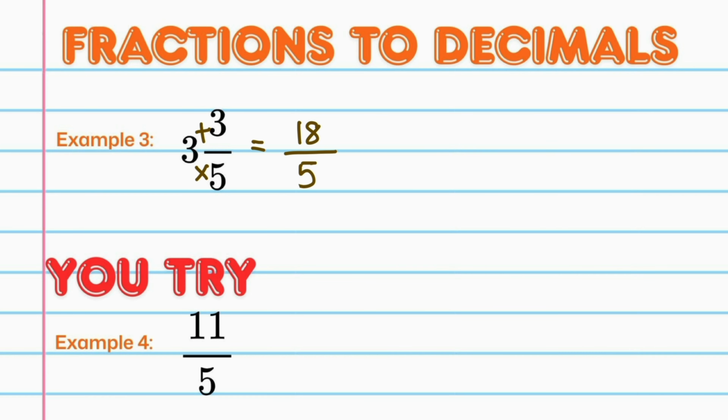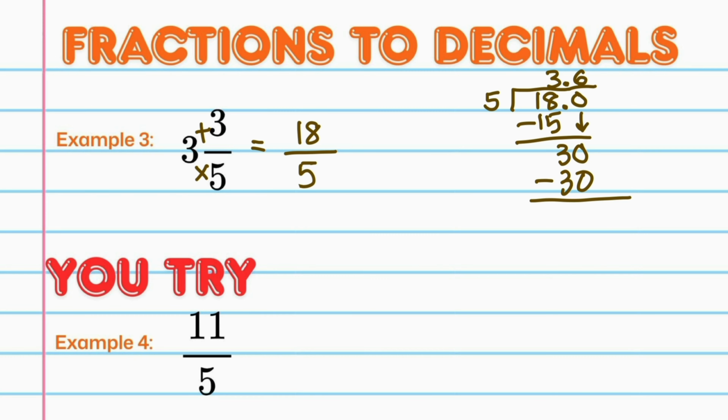I'm going to take my 5 and divide it into 18. 5 goes into 18 3 times. 5 times 3 is 15. And then 18 minus 15 is 3. Again, I don't need a remainder here, so I'm going to add my decimal. That means it adds right there as well, and add a 0 and bring it down. Well, 5 goes into 30 6 times. 5 times 6 is 30. Because I don't have a remainder, I can stop right there. So that means that 3 3/5, the decimal is 3.6.